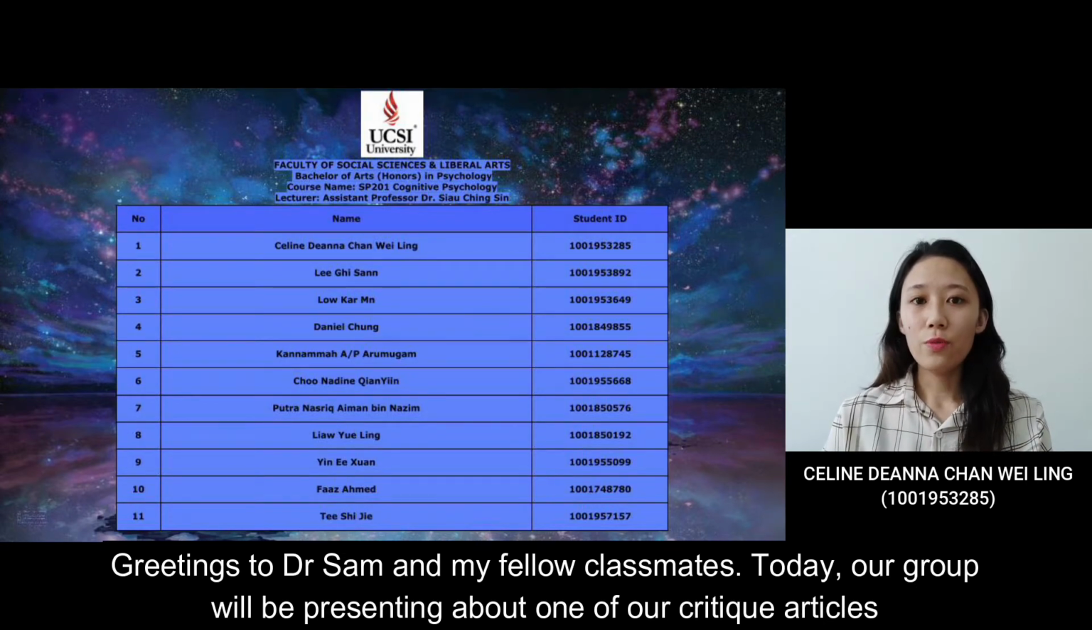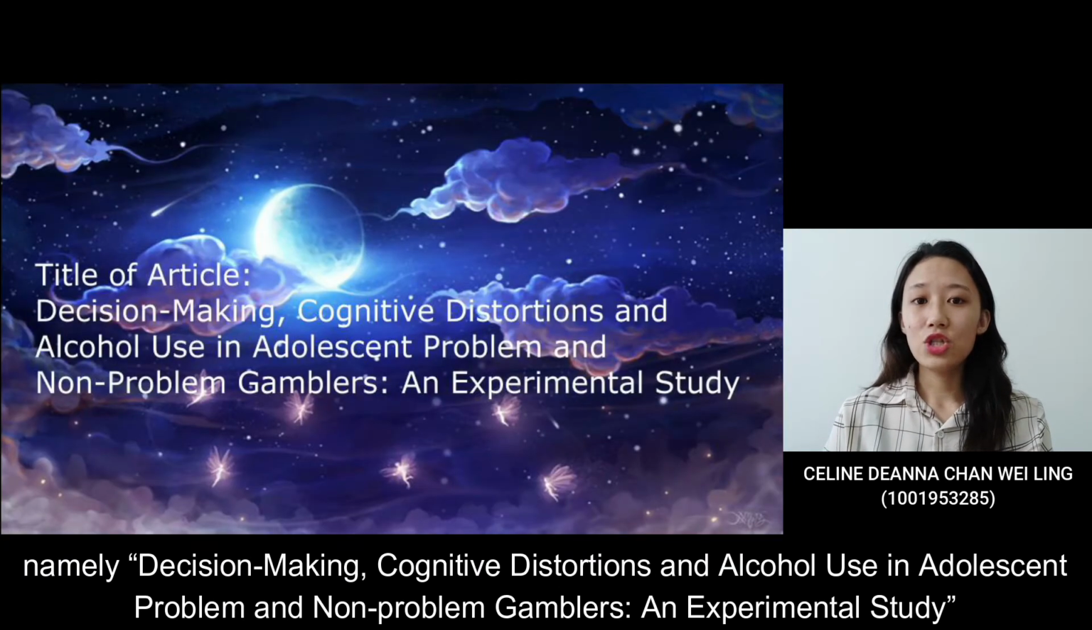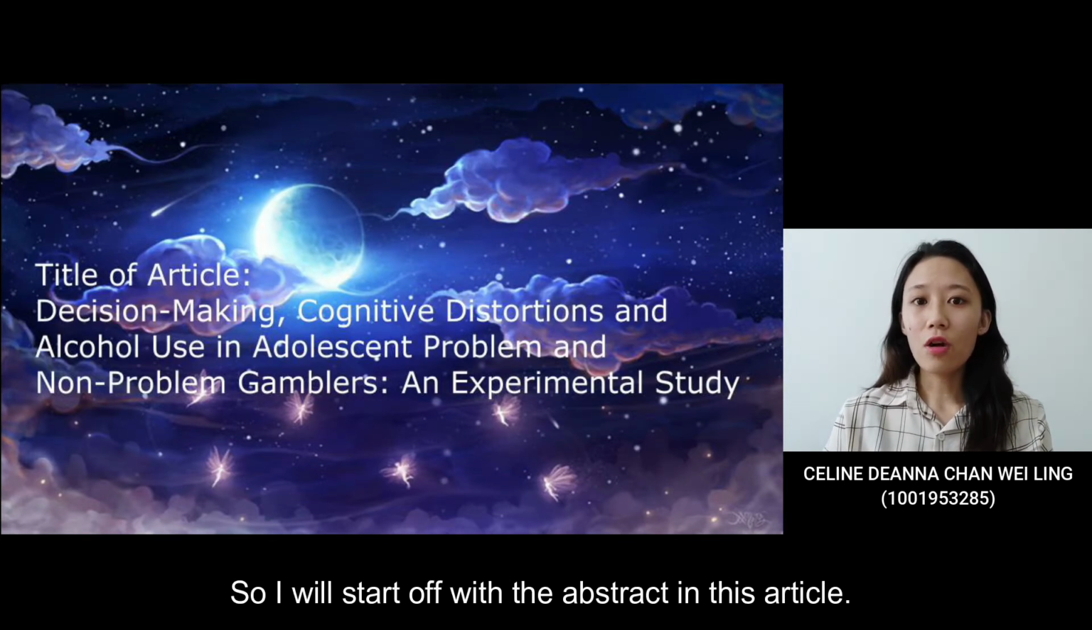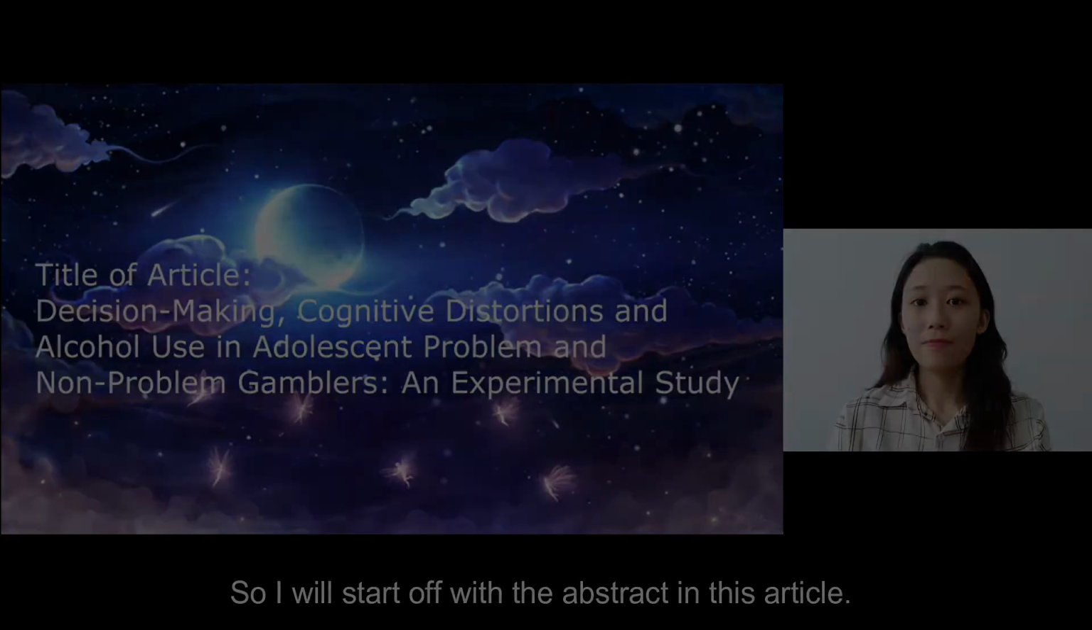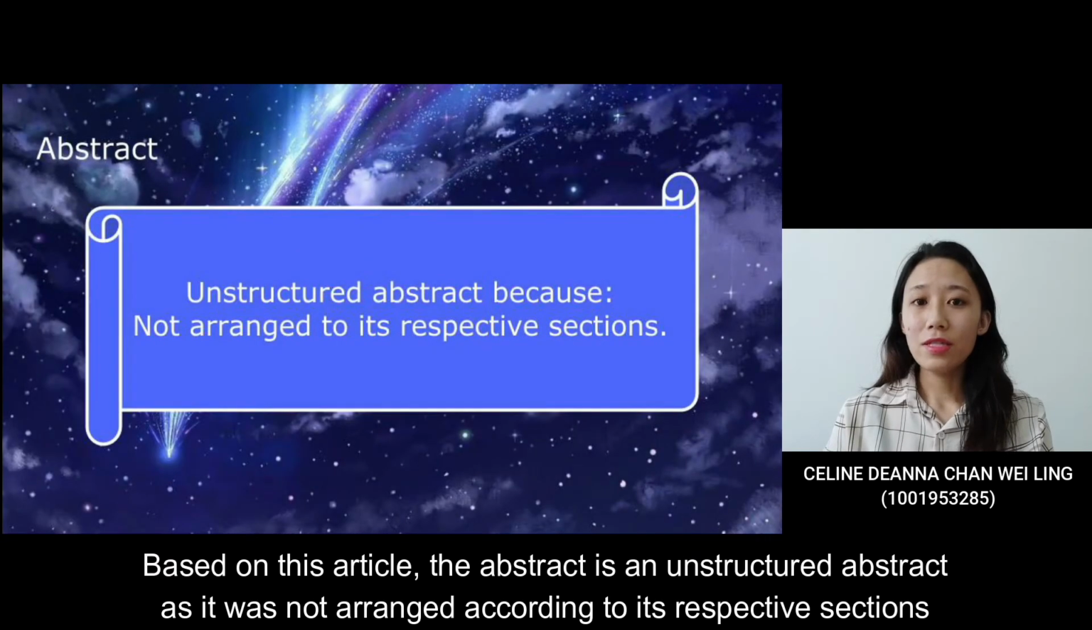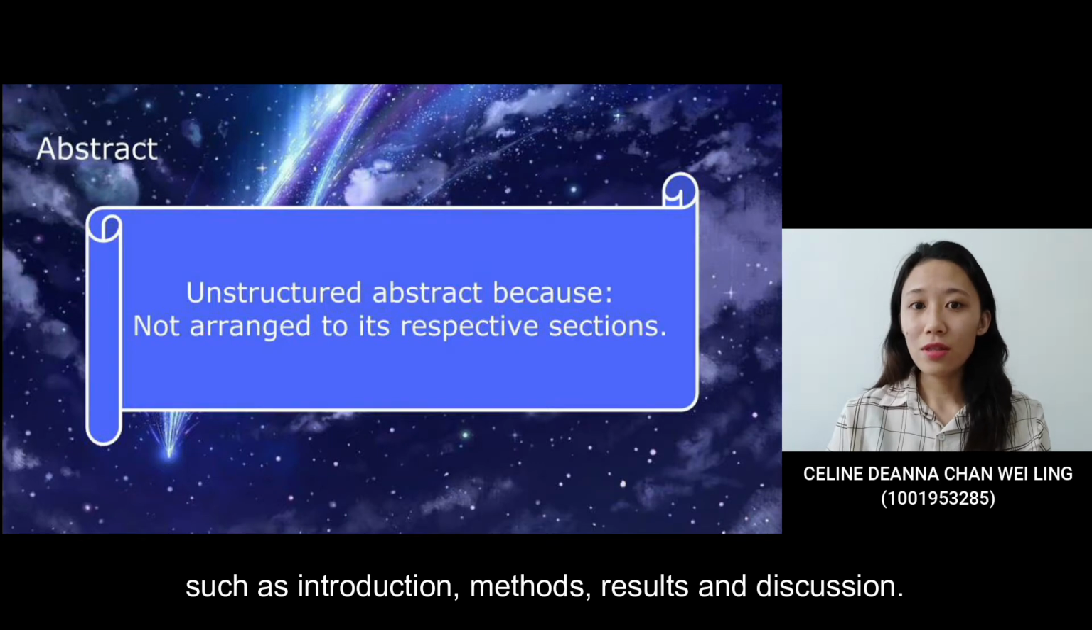Today, our group will be presenting about one of our critique articles, namely Decision-Making, Cognitive Distortions, and Alcohol Use in Adolescent Problem and Non-Problem Gamblers, an experimental study. So, I will start off with the abstract in this article. Based on this article, the abstract is an unstructured abstract as it was not arranged according to its respective sections, such as introduction, methods, results, and discussion.